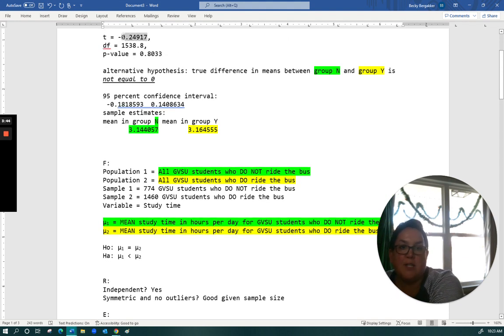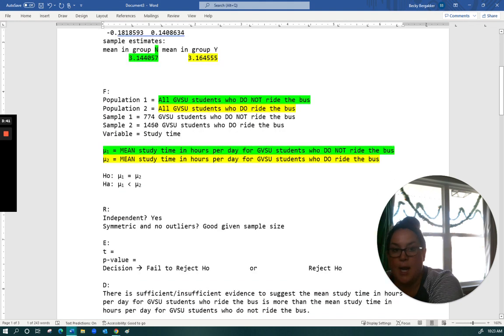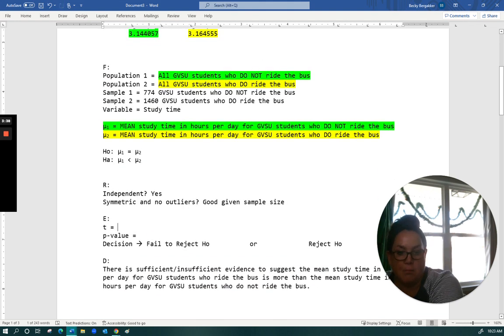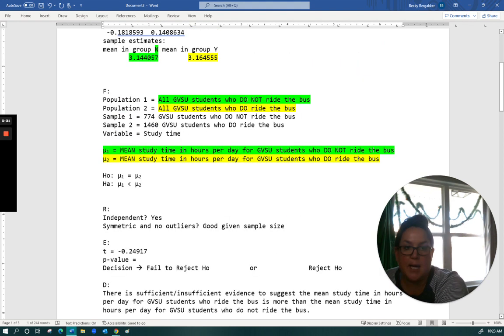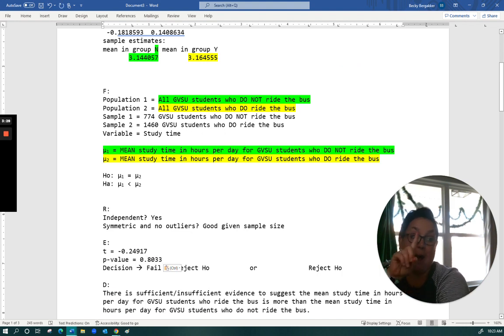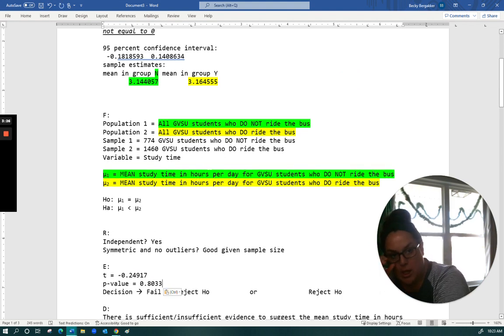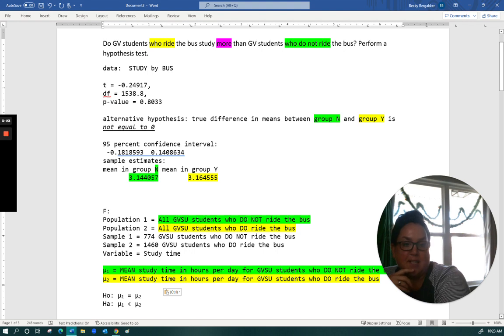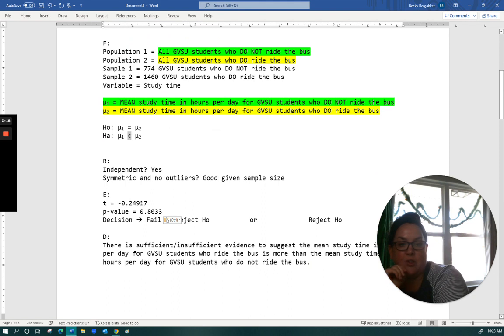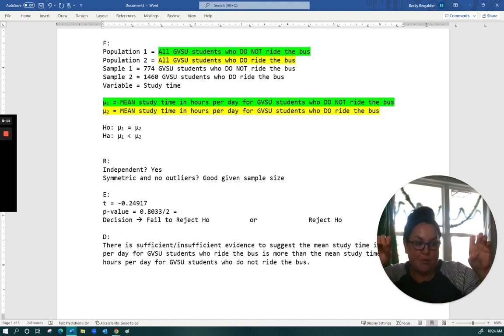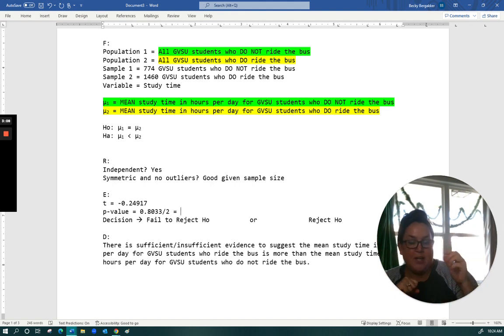So we have a t that's given to us at negative 2.24917, and then a p-value given to us of 0.8033. However, now this is going to be a little tricky. This t that's given to us is a not equal to. That's a two-tailed test, but technically we're only interested in one direction, and so we need to get half of that p-value out because it gave us both tails and we just want the one tail, the left tail test.